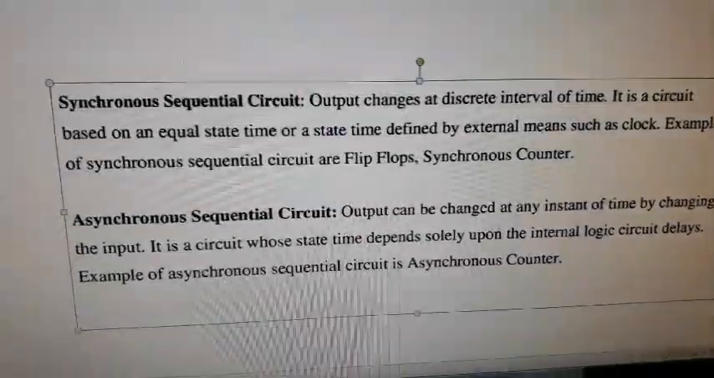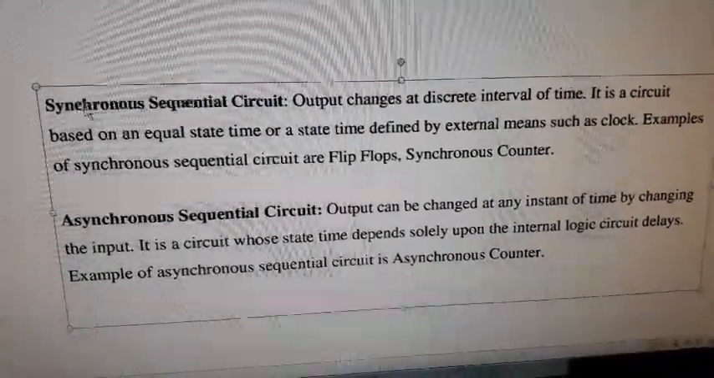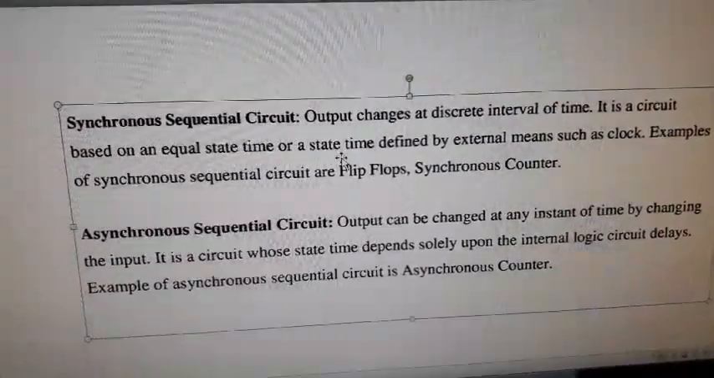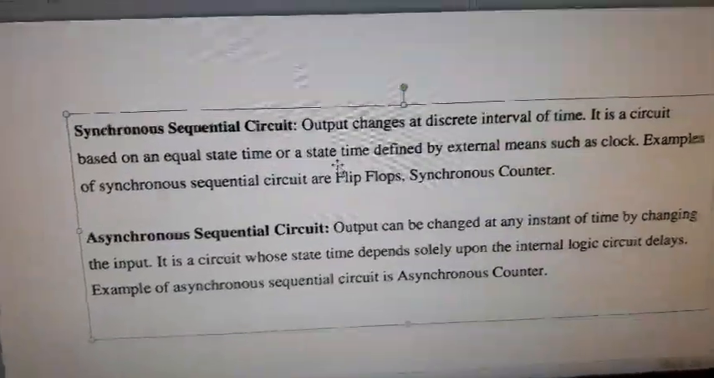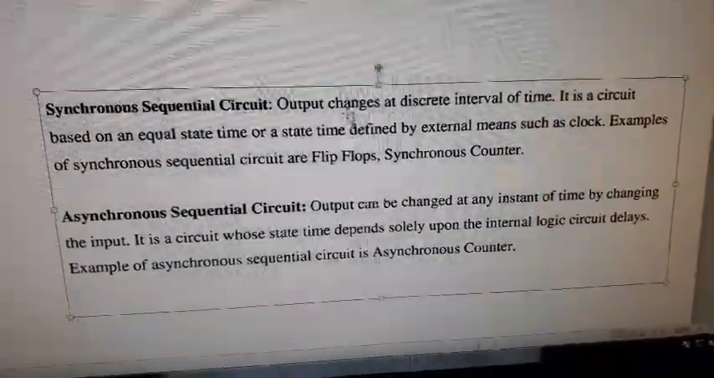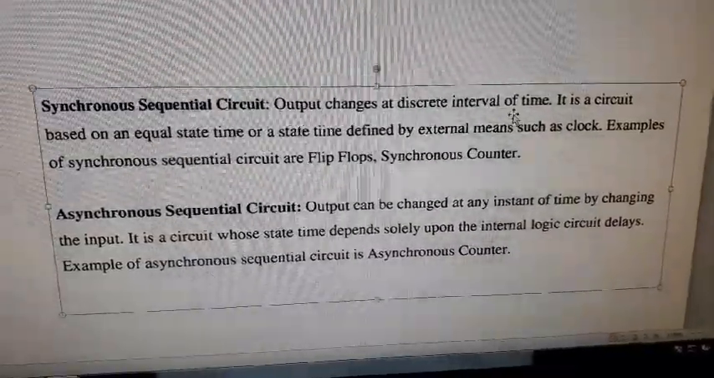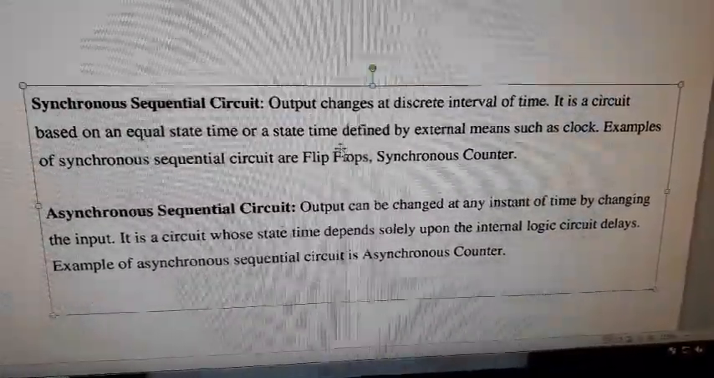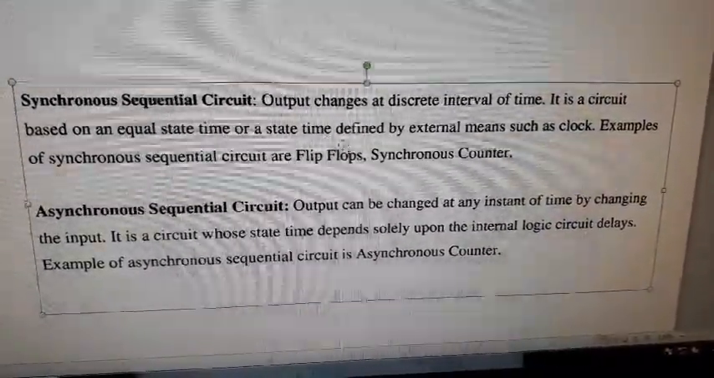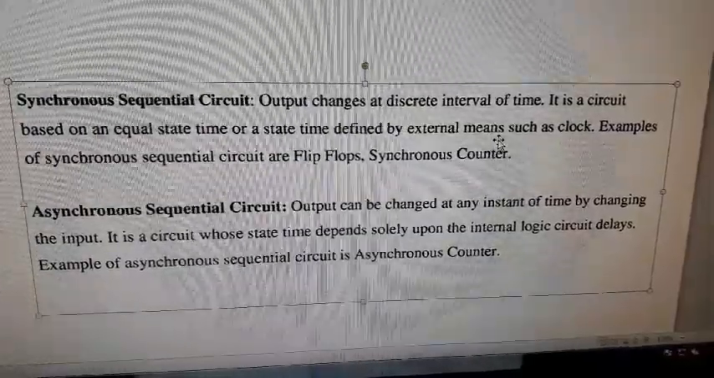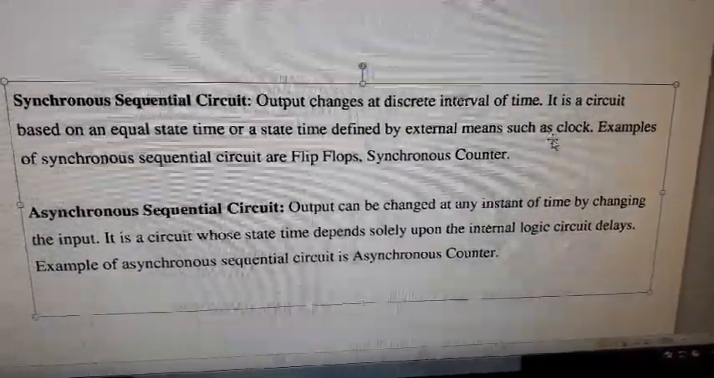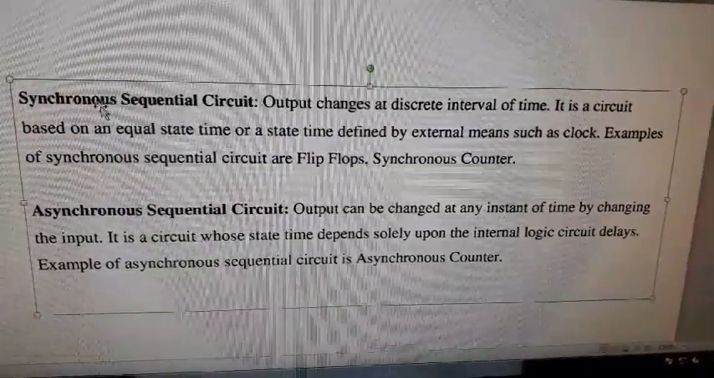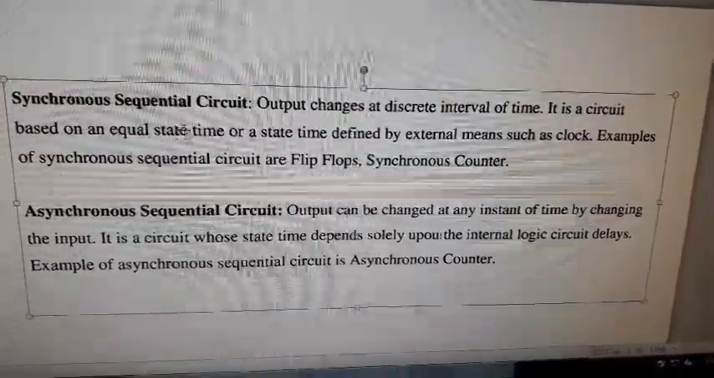So synchronous sequential circuit means that it is synchronous, meaning there is a time signal. That means it must have a clock signal associated with the inputs. That means output changes at discrete intervals of time. It is a circuit which depends on the state time, which is defined by external means, and external means here is the clock. Later we'll call it clock pulse. So if in the circuit you have clock pulse, it is called synchronous. That means according to the clock signal the output will come out.